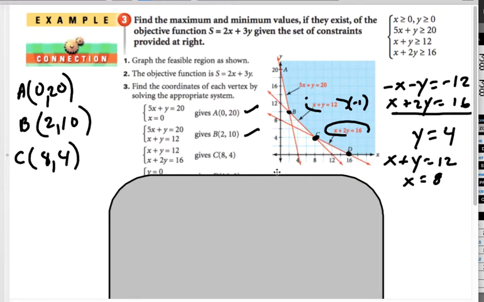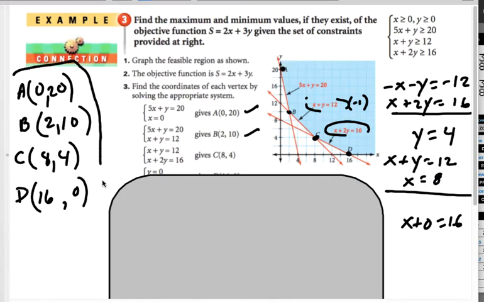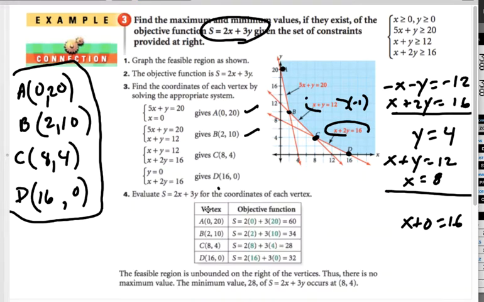Then point D is the point where y equals 0. So in point D, y is 0 and x plus 2y is 16. So x plus 0 is 16, so x must be 16. I can also see that by visual inspection. So those are my 4 corners. Once I find the 4 corners, I need to plug them into the objective function, but I was already given that objective function, so I don't have to write it here. So if we delete this, here's my objective function, s equals 2x plus 3y.